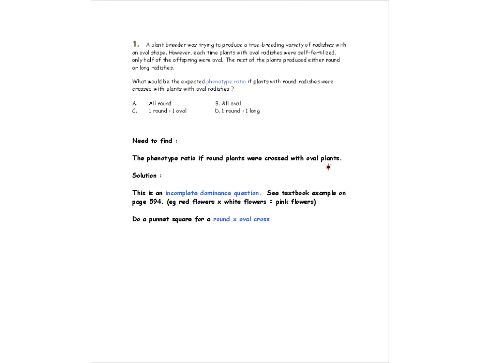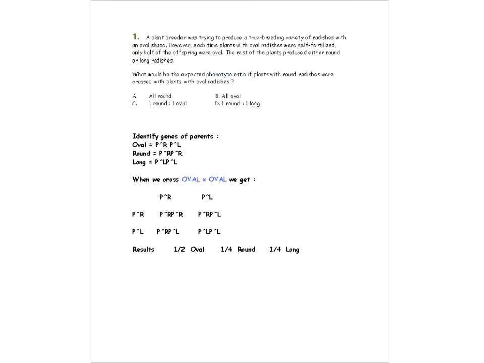What we're going to have to do to solve this is set up a Punnett square that's going to be crossing round by oval plants. To do that, first of all, we need to talk a little bit about what the genes are going to look like when you've got incomplete dominance, because they look different than they do in a regular dominant-recessive pattern. So let's have a look at that.